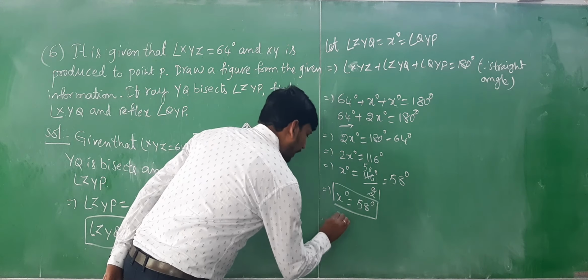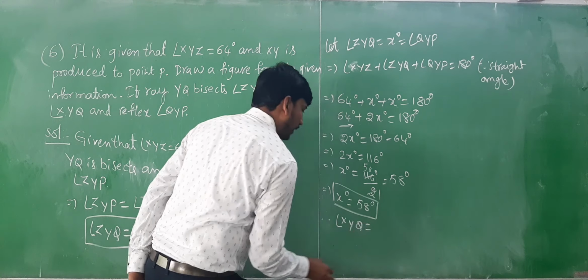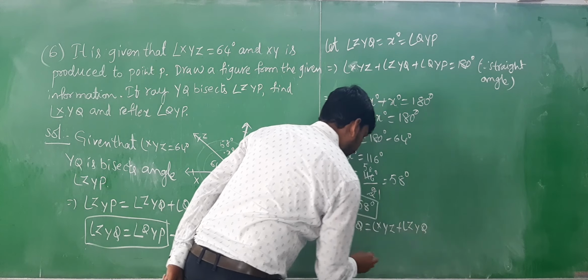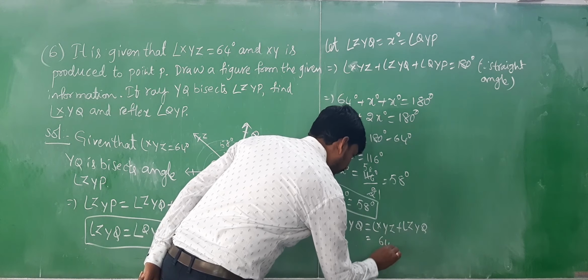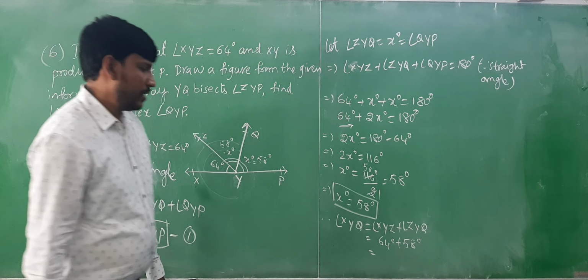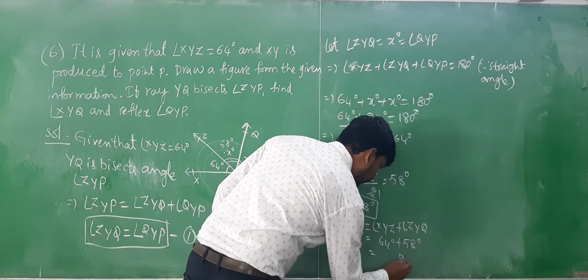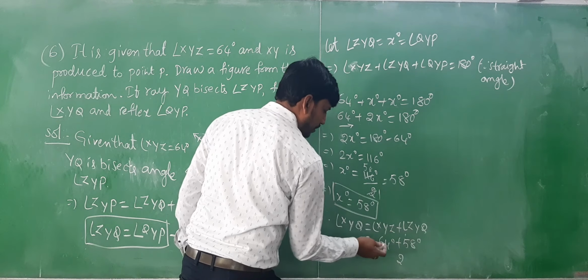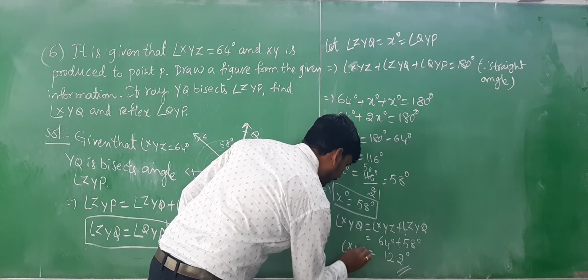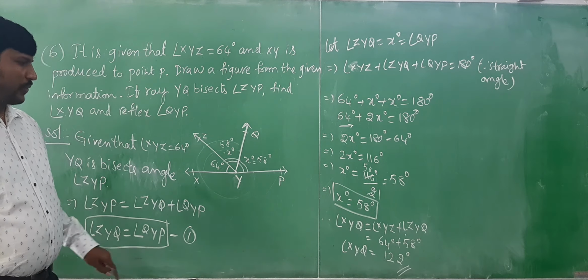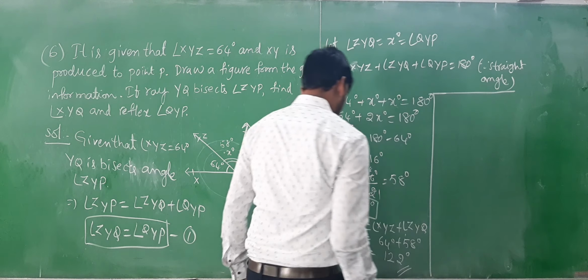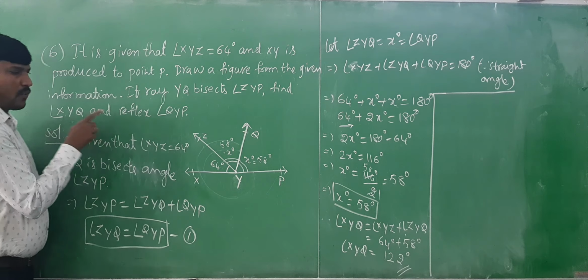Therefore angle XYQ is equal to angle XYZ plus angle ZYQ, which is equal to 64 degrees plus 58 degrees. By adding these two, 8 plus 4 is 12, 1 carry forward, 5 plus 1 is 6, 6 plus 6 is 12. So 122 degrees. This is angle XYQ. Now we still need to find the reflex angle. We got XYQ as 122 degrees.